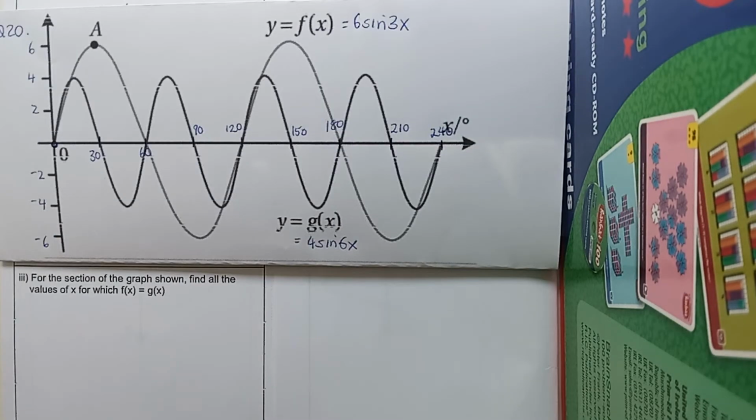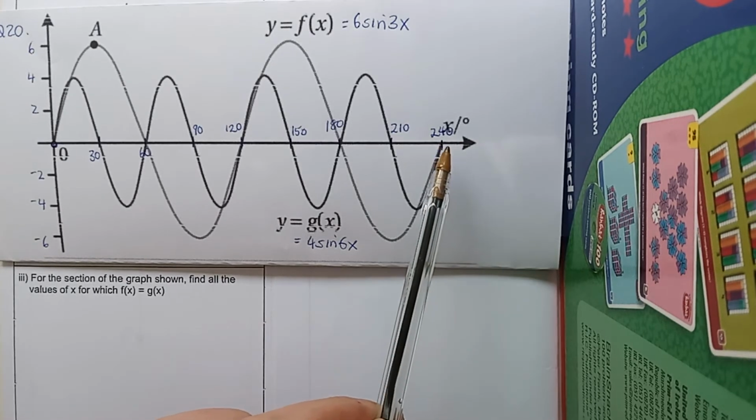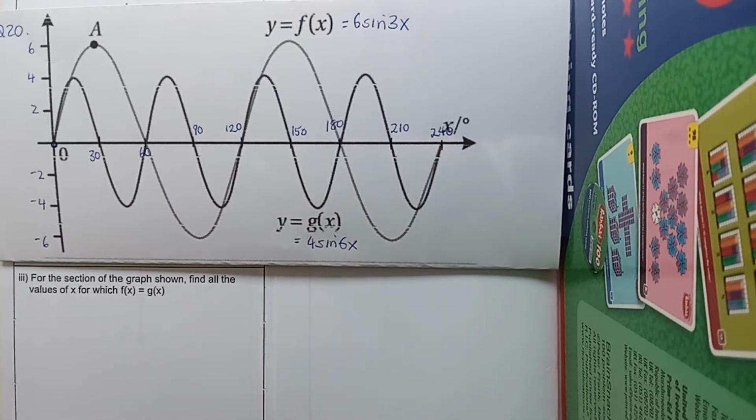The last part of the question asks us, for the section of the graph shown, find all the values of x for which f of x equals g of x. So I'm looking for the values of x at the intersection points between the two functions. Just notice they say for the section of the graph shown, that means I don't want any solutions for x that are bigger than 240, and I'll discard any that I get.